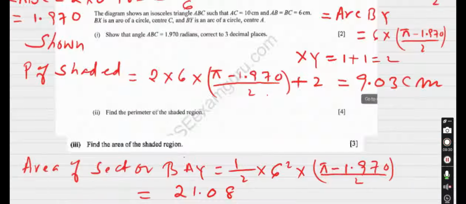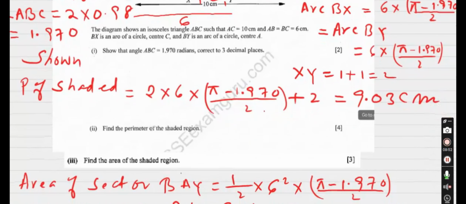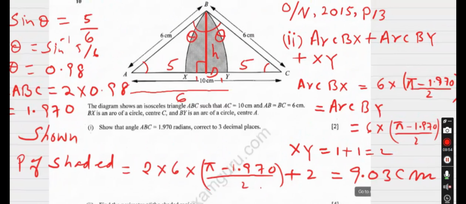Sorry, I am calculating. It is 10.54. Sorry. 10.54. Now, this is the area of sector BAY.